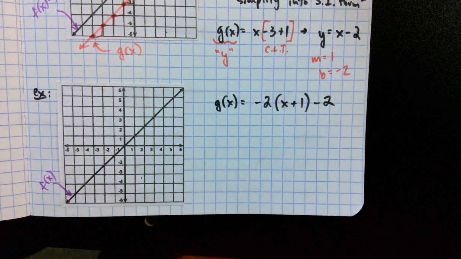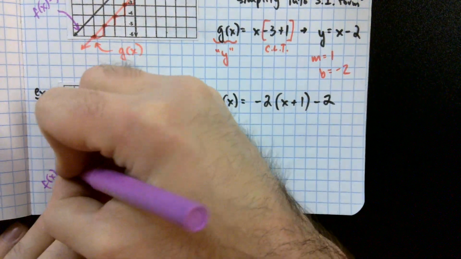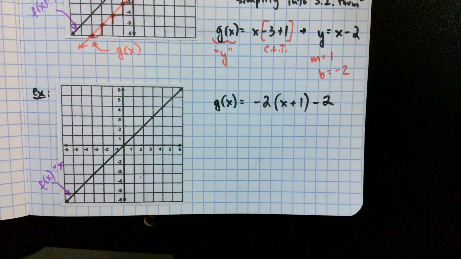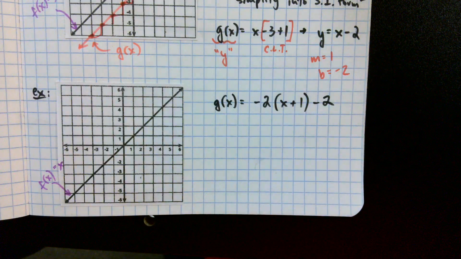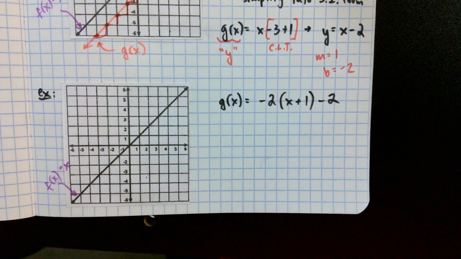Okay, my parent function hasn't changed. That's why they're the same graph. Because f of x is equal to x. It's always going to be my parent function until it's not. And this g of x is loaded up. We got a lot of things we're doing. We got all 4 transformations.